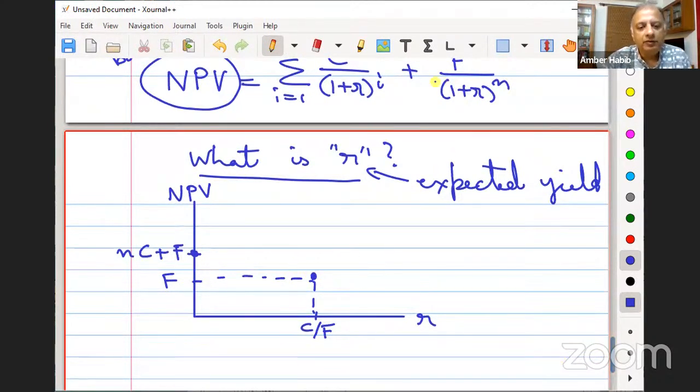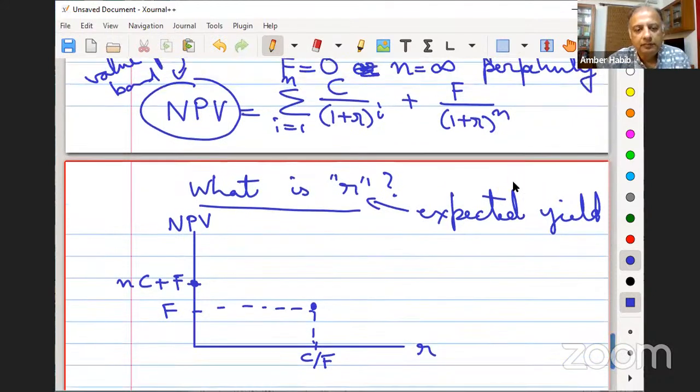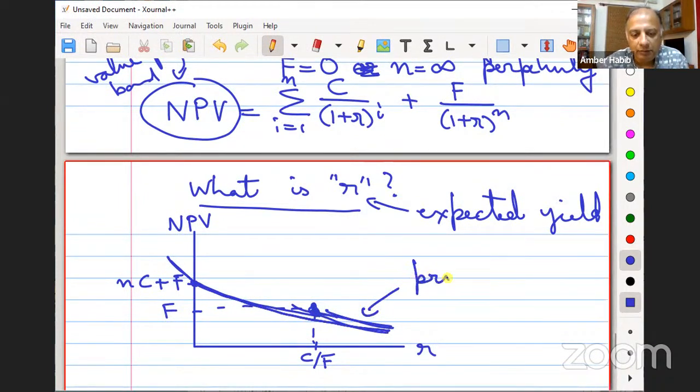And the overall shape, of course, as you increase this R, each term will decrease, and therefore the NPV will decrease. So it has to go through this point, but anyway, this is roughly how things will look. It will smoothly go down like this. So this is called the price yield curve.